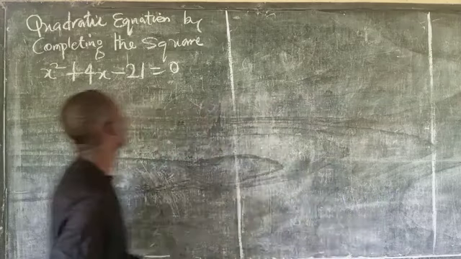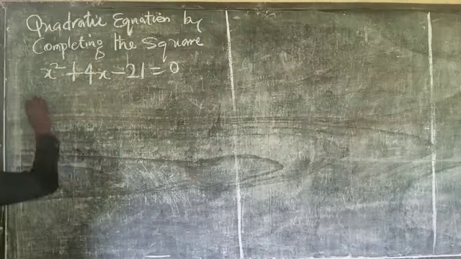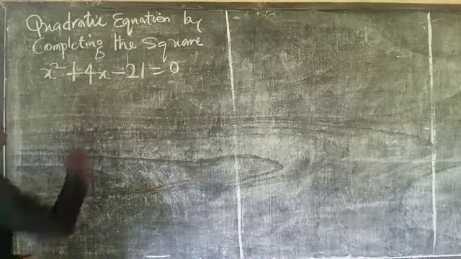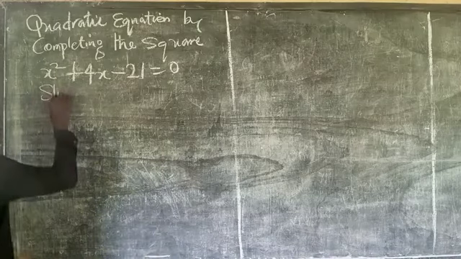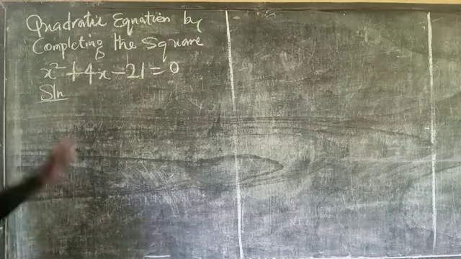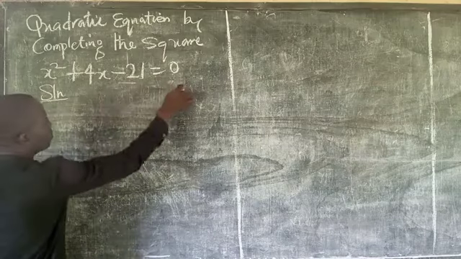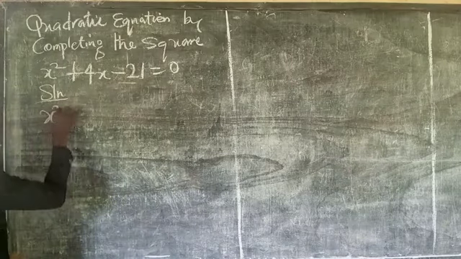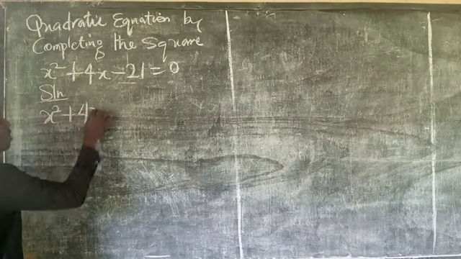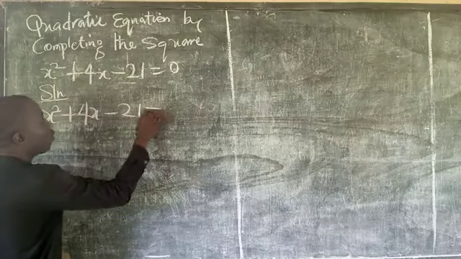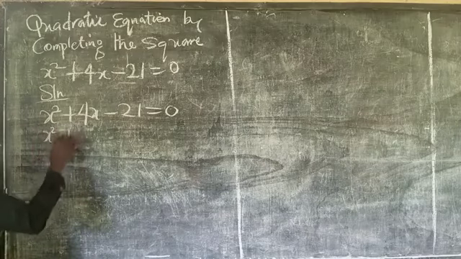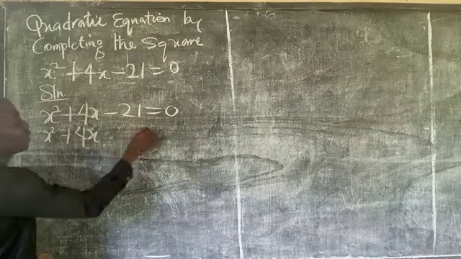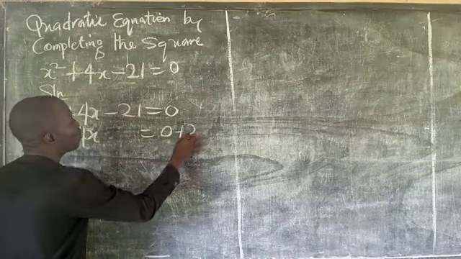Let's go there. We are given to solve x squared plus 4x minus 21 equal to 0. So, solution. First of all, you rearrange the equation. You must start from there. Take 21 to the other side. That is to say, x squared plus 4x minus 21 equal to 0 is the same thing as x squared plus 4x equal to 0 plus 21.